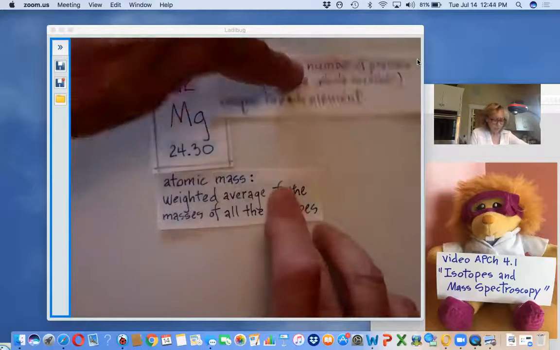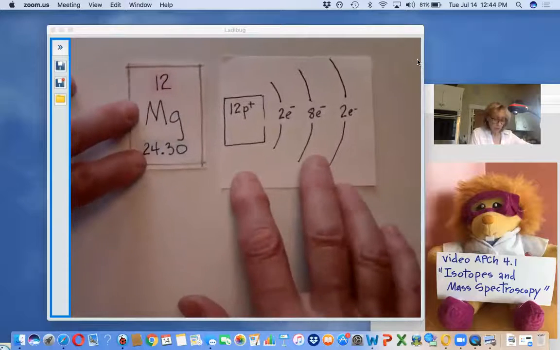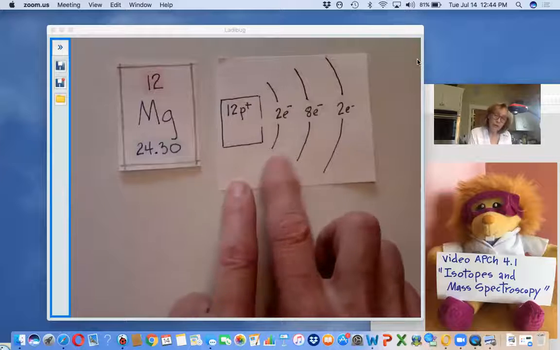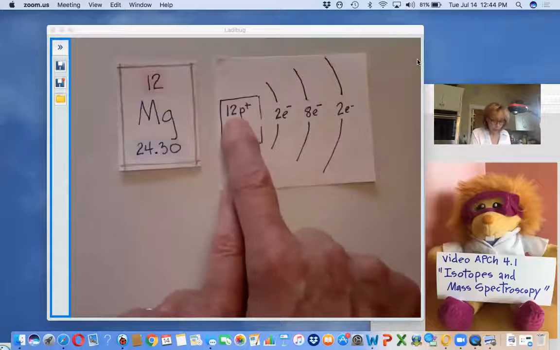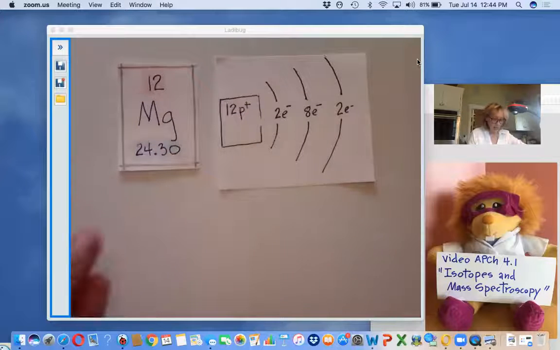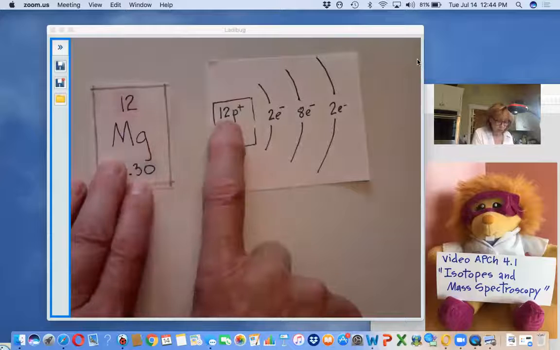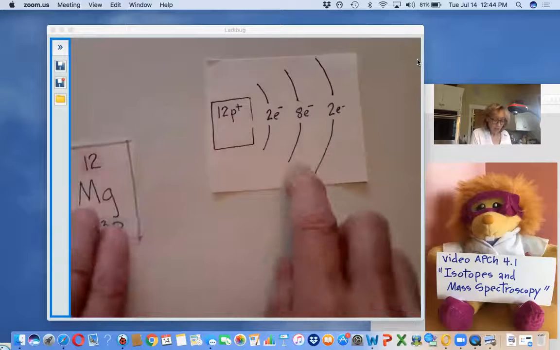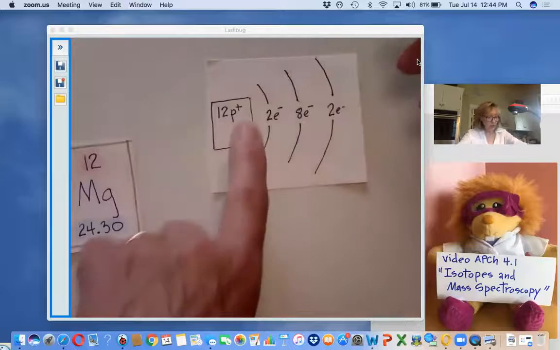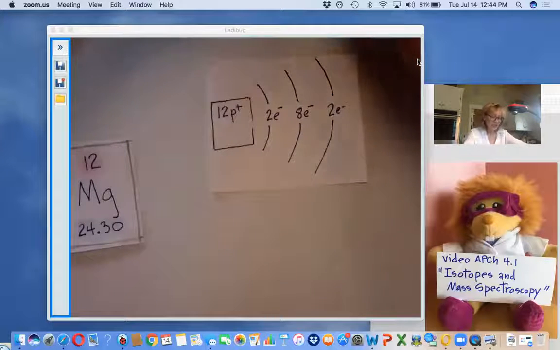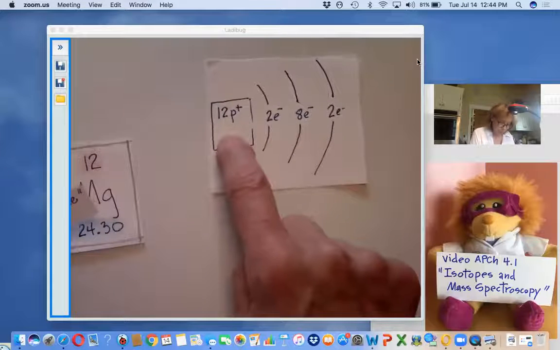Do you remember back in first year chem, we would sometimes draw what we called a Bohr diagram for an element, and we would represent the nucleus where all of the protons live, where they hang out. So for magnesium, 12 protons are in the nucleus, and then there are also 12 electrons outside the nucleus. We're going to talk a lot more about electrons in the days to come. So right now, I want to focus on the nucleus.